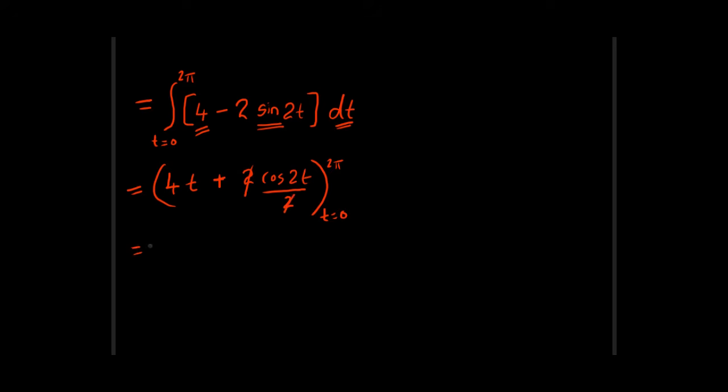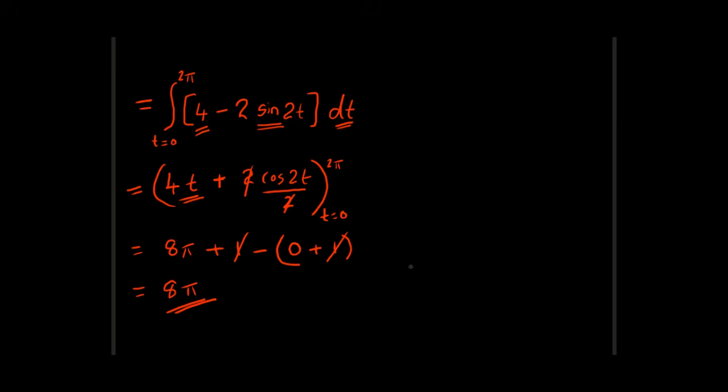Now we plug in the upper limit for t. So we will get 4 into 2, that is 8 pi, plus cos 4 pi, that is 1, minus of, when we plug in t equal to 0, the first term vanishes and the second term becomes 1. And these two will get cancelled, and that's it. The answer is 8 pi.